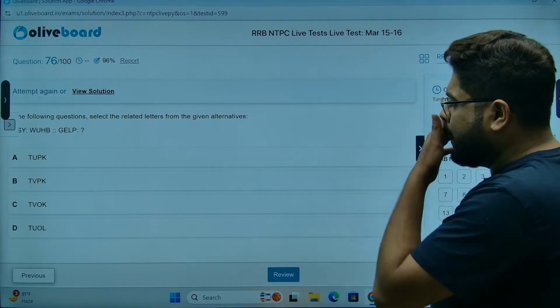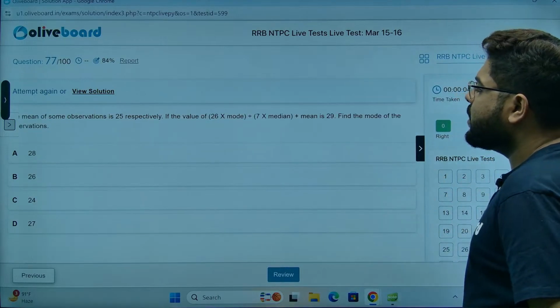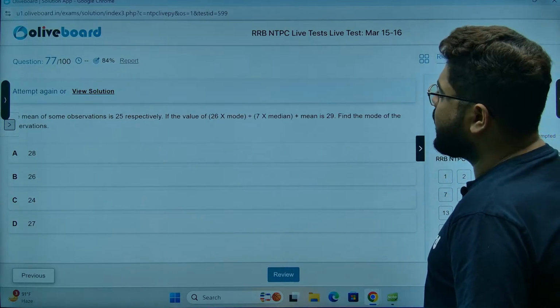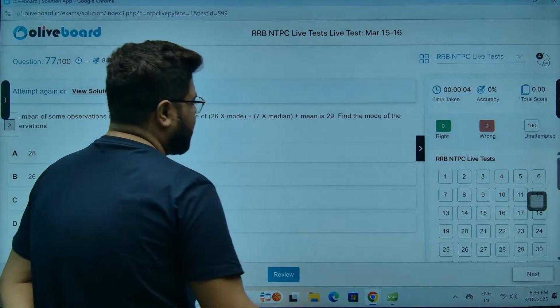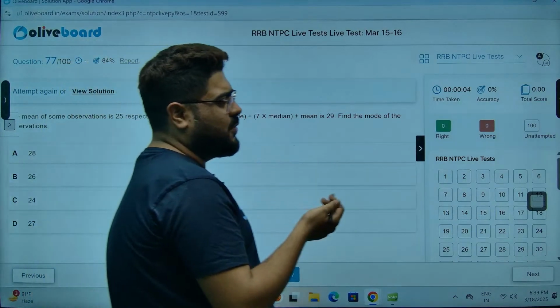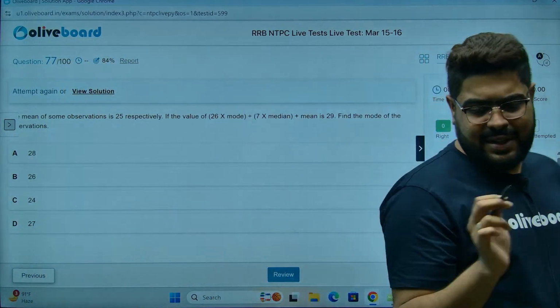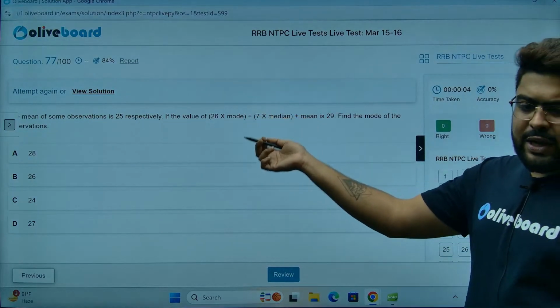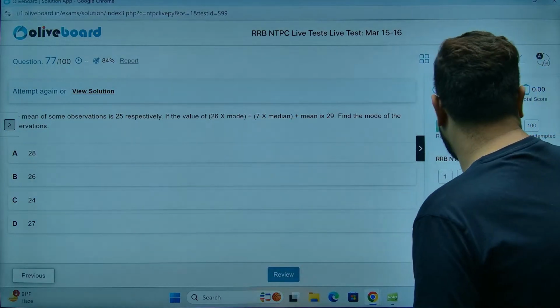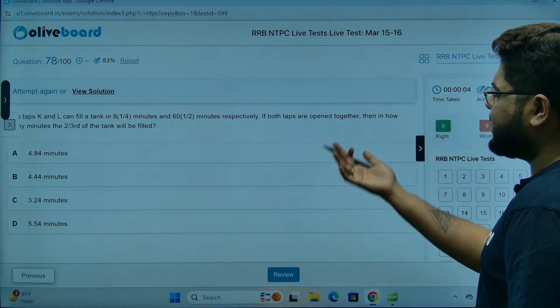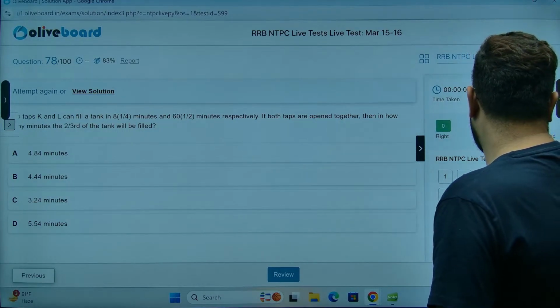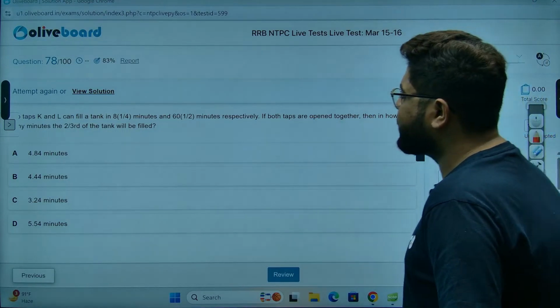Next one, sir. Not this one. Mean, median, mode. Okay, mode is 3 median minus 2 mean. I'm not doing this, I'm just skipping this question. Just put the formula, it is a single-liner question. Okay. This also, let's not skip 2 questions.